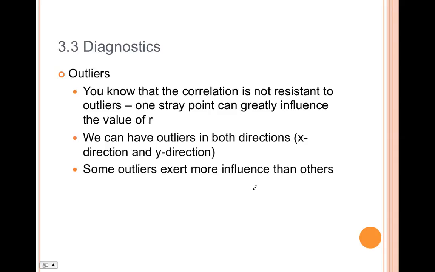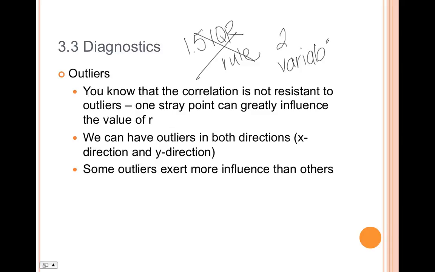The next thing I want to talk about is outliers, okay? In Chapter 1, we had that 1.5 IQR rule. That does not apply here. You cannot do that because we have two variables. There is not a numerical test for outliers if we're dealing with bivariate data. So you know at this point that correlation is not resistant to outliers. One outlier, one stray point, can have a really strong influence on the correlation. Since my data is bivariate, I can have outliers in both directions. I can have outliers in the X direction, and I can have outliers in the Y direction. And some of these exert more influence than others.